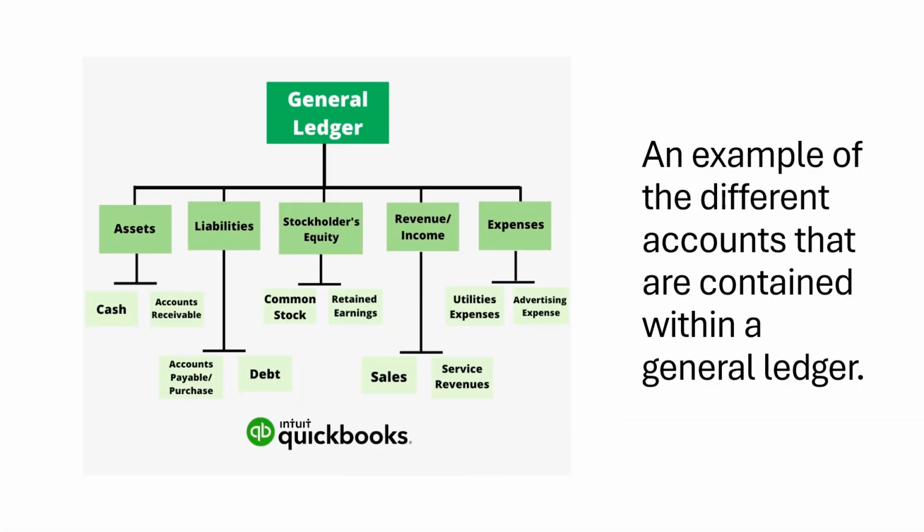An example of the different accounts that are contained within a general ledger is shown in this chart. This is an overview of the general ledger structure, which organizes financial transactions into different categories. The general ledger serves as the foundation of a company's accounting system. It consists of 5 main categories: assets, liabilities, stockholders' equity, revenue or income, and expenses. And underneath each category, there are some major types of accounts.